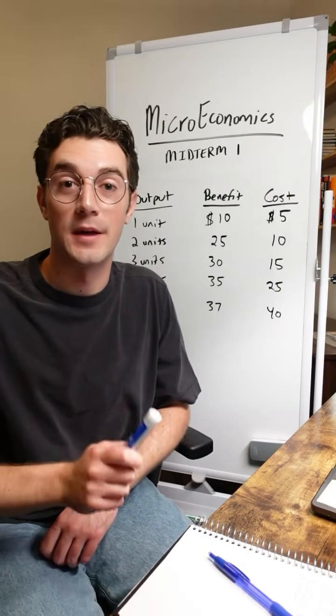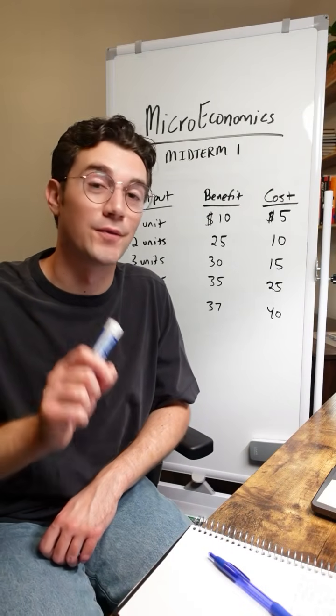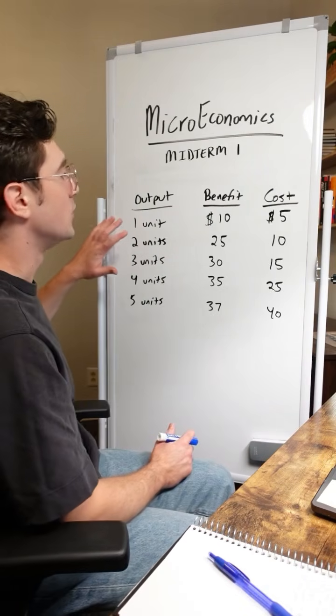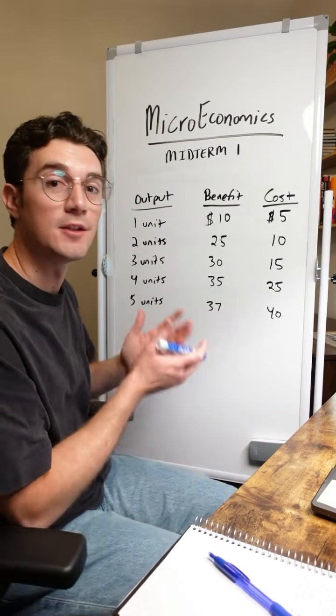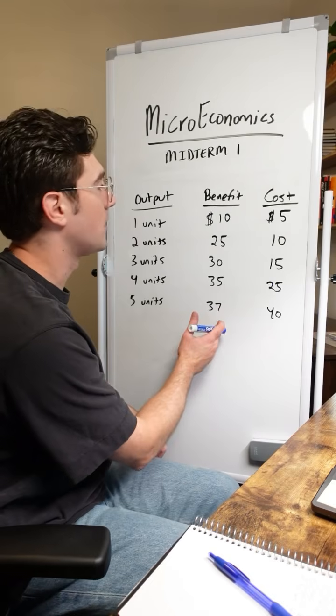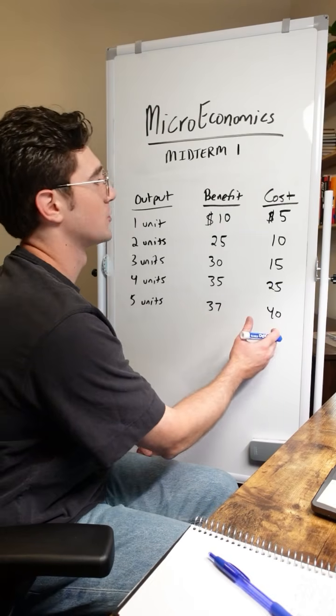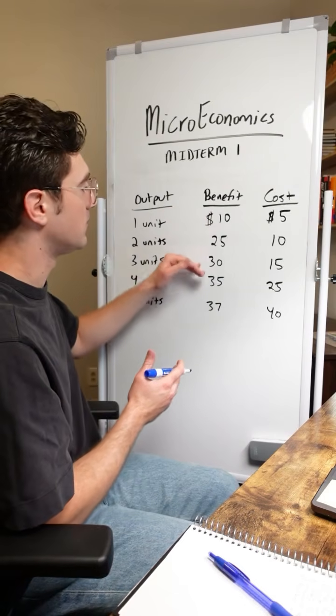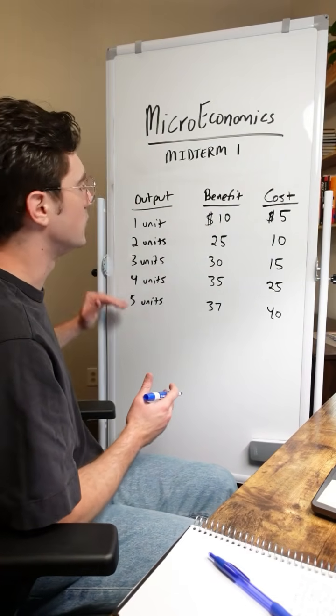If you're in your first microeconomics class and feel like you're about to fail your first midterm, this is what you gotta know about utility maximization. When you're given problems like these and asked how many units you should consume, we've got to calculate the marginal benefit and marginal cost. And how we do that is essentially calculate the change in benefit and change in cost per unit of output.